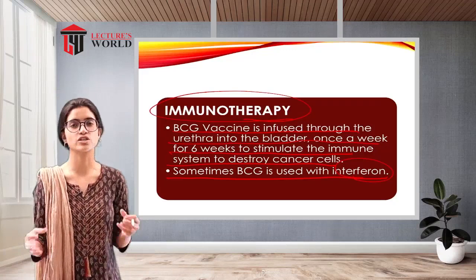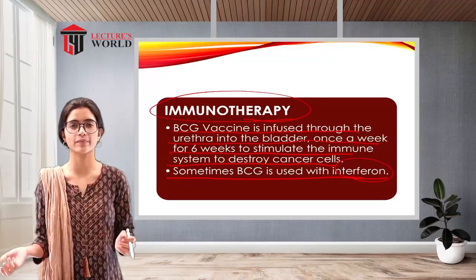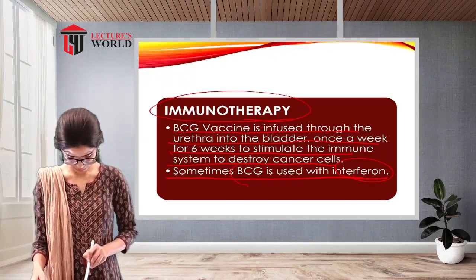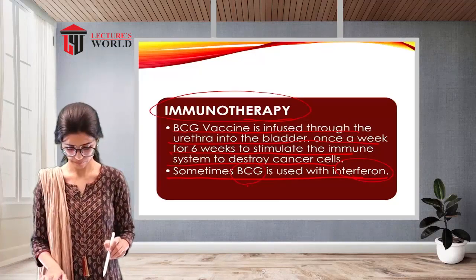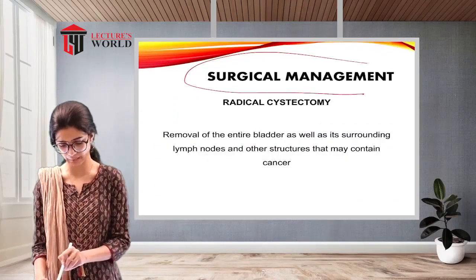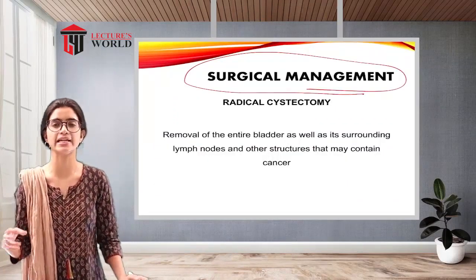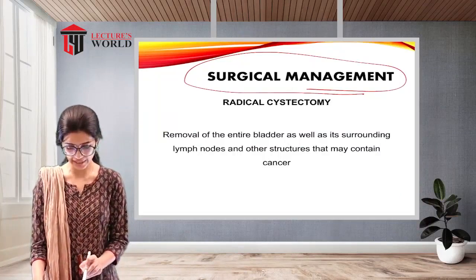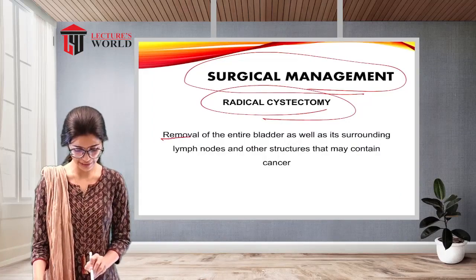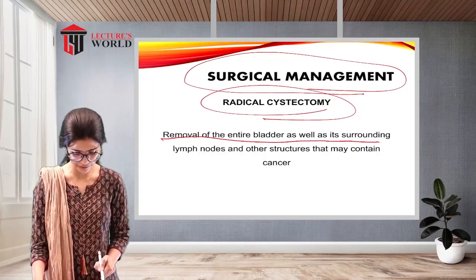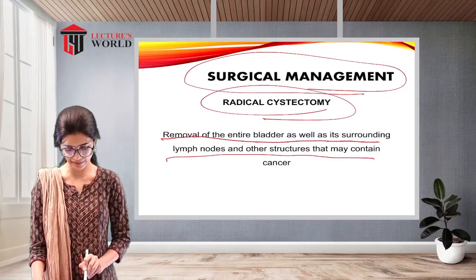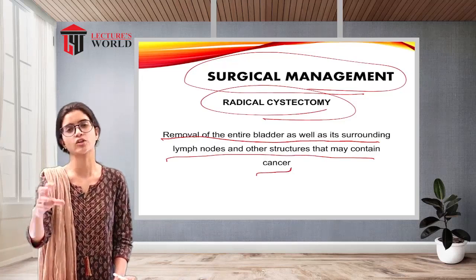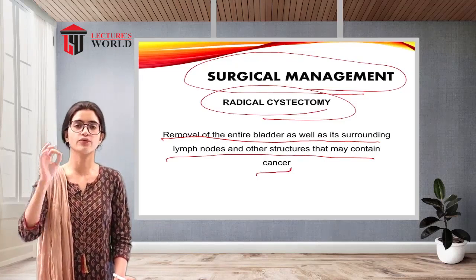So now a combination is also being used when it comes to immunotherapy, that is BCG is being used with the interferon. Moving forward, looking at the surgical management. Now when surgery is taken into consideration when it comes to bladder cancer, it consists of the radical cystectomy. So removal of the entire bladder as well as its surrounding lymph nodes and the other structures that may contain the cancer. So the radical cystectomy focuses on removal of the urinary bladder.